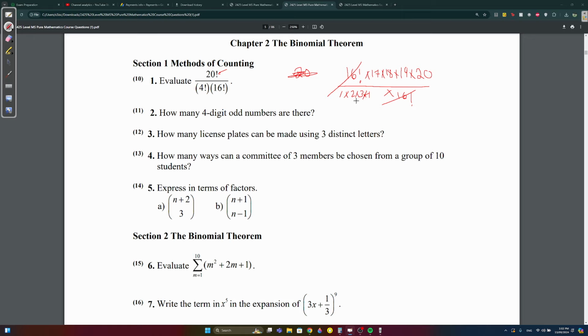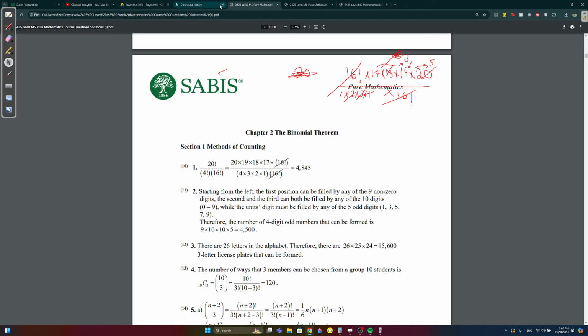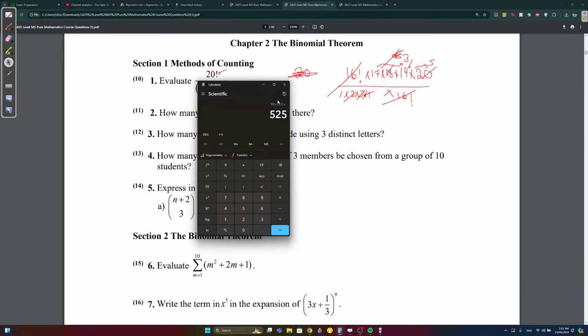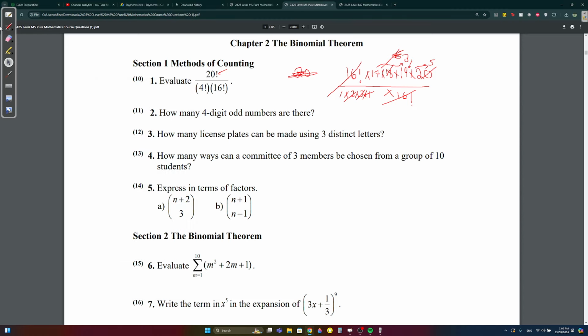What can we cancel? We can cancel 20 with 4 becomes 5. We can cancel 18 with 3 becomes 6. 6 with 2 becomes 3. So we're left with 17 times 3 times 19 times 5, which is, I don't know, how much did they get? 4,845. Is that correct? Wait, let me see. Let me just put it on the calculator. 20 factorial over 4 factorial, 16 factorial. Oh, you have to put it in brackets. 4,845. Okay.